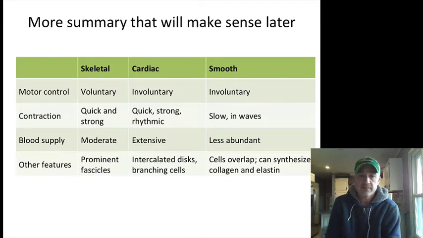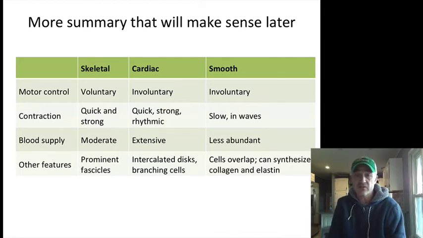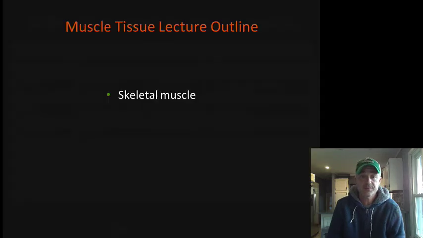And we're going to see other features with this muscle. Skeletal muscle tends to be broken down into these little subunits that we'll talk about in a little bit called fascicles. We're going to see cardiac muscle has these specialized structures called intercalated discs, which is one of the ways we can identify that. And the smooth muscle, you can see a lot of overlap on the cells, which we don't see a lot with the other cell types.